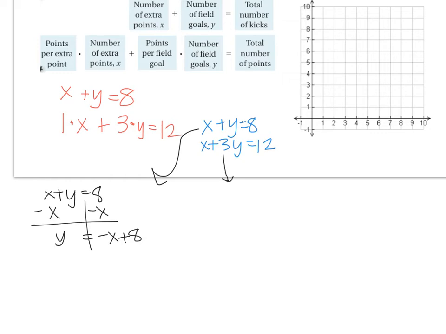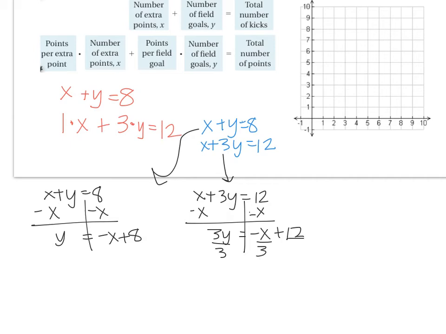Now when I go to this one, I subtract x, so I get 3y equals negative x plus 12. Then I divide by 3, and I get y equals negative 1/3 x plus 4. Now that might have been a little rusty for you, but it shouldn't be totally unfamiliar.